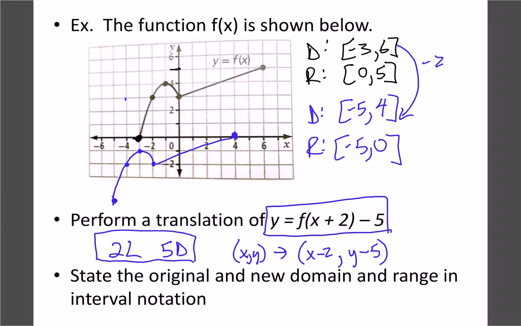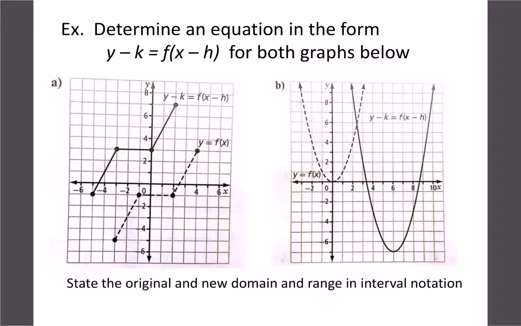And the same thing happens for the range. Our range was 5 down. So if you compare the two range values, we just subtracted 5 from both of those. 0 take away 5 and 5 take away 5. Okay? So if you know the starting domain and range, you can figure out what the new domain and range is without ever seeing the graph, and it works quite well.